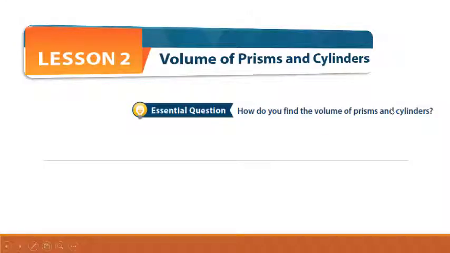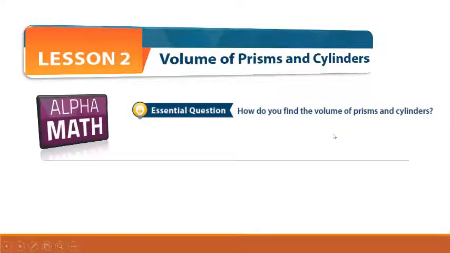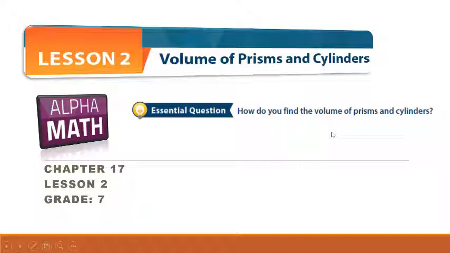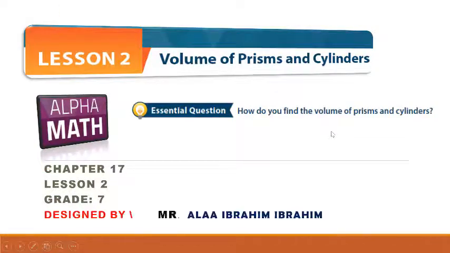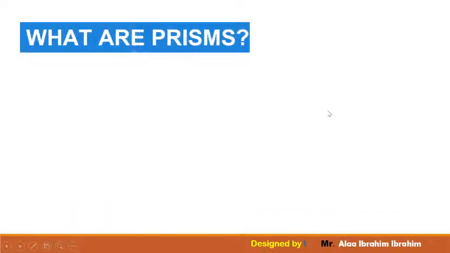Complete chapter 17. We listen to volume of prisms and cylinders. How do you find the volume of a prism and a cylinder? This is chapter 17 again. Now, what are prisms?